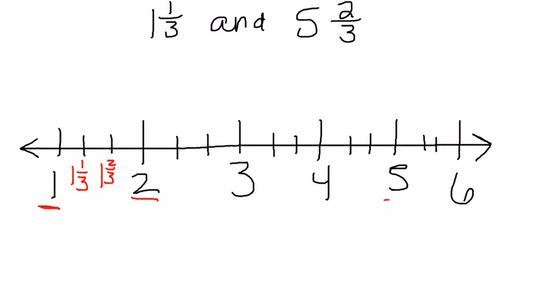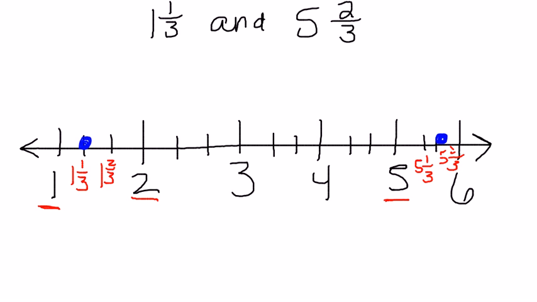And then here's 5. So my first little tick would be 5 1/3, and my second one would be 5 2/3. So I can go ahead and plot these two points. Let's see, 1 1/3 is right here, and 5 2/3 is right there.